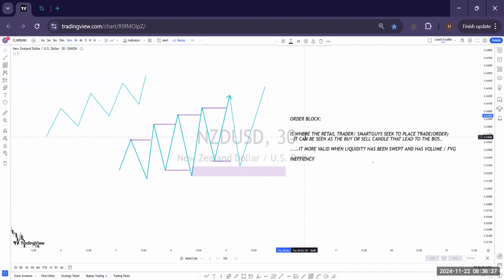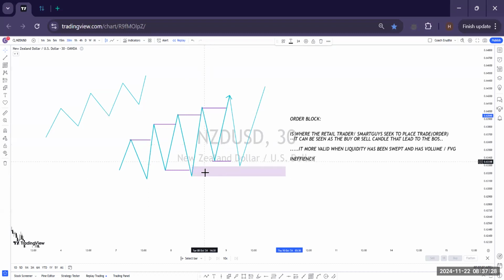Order block. Now, what is an order block? An order block is where the retail traders or the smart guys seek to place orders. Just like the name implies, we have two words here: order and block. Order is where retail traders or the smart traders seek to place their order. When I talk about the smart guys, these are the big guys in the forex industry: the banks, financial institutions, government agencies. This is where they look forward to placing their trades. It can be seen as the buy or sell candle that led to the break of structure, right?